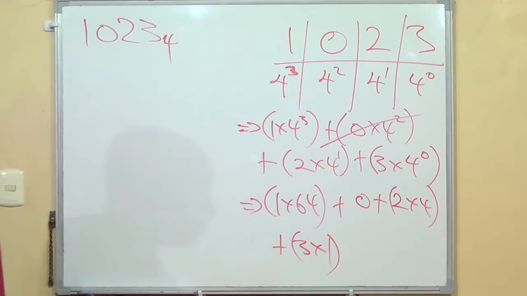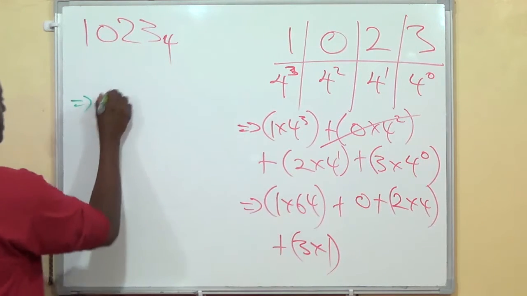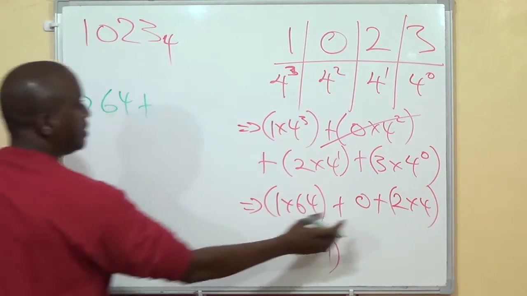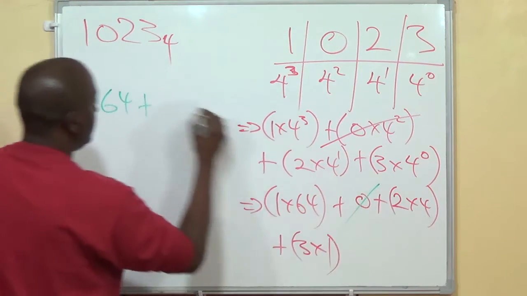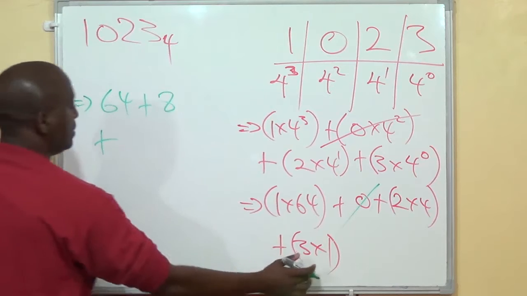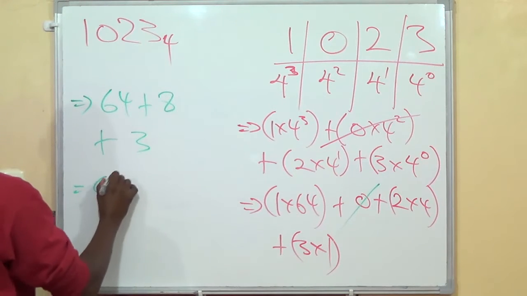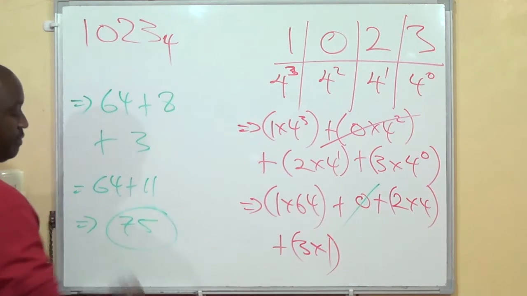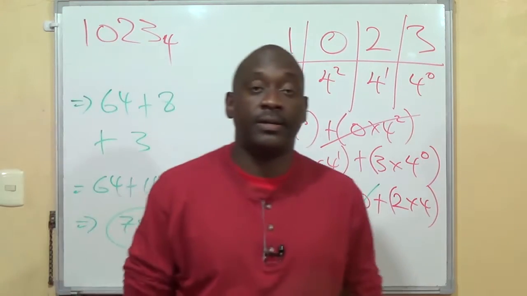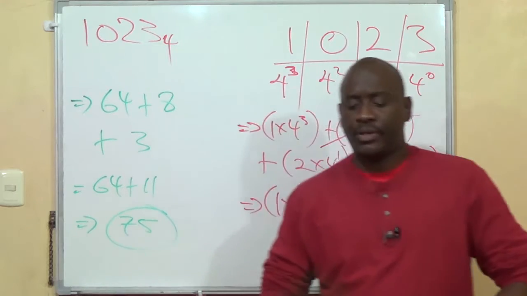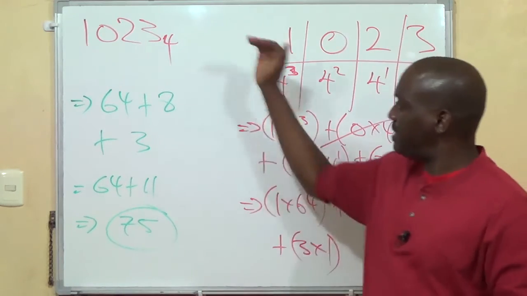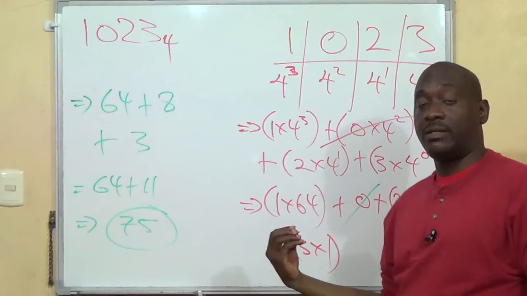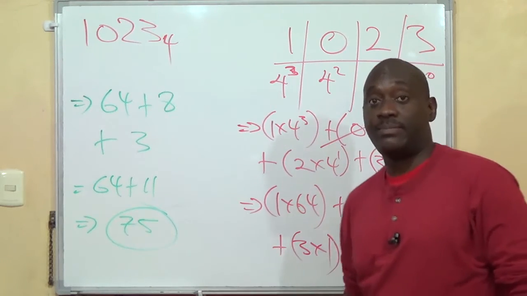Yeah? And we're switching the colors up now. And this will give us on this side 1 by 64 is 64 plus this 0 will be out. 2 by 4 is 8 plus 3. So 64 plus 11 is 75. The same 75 that we had when we started. So you see the conversion of the base 4 equivalent back to base 10, and we get the same 75.